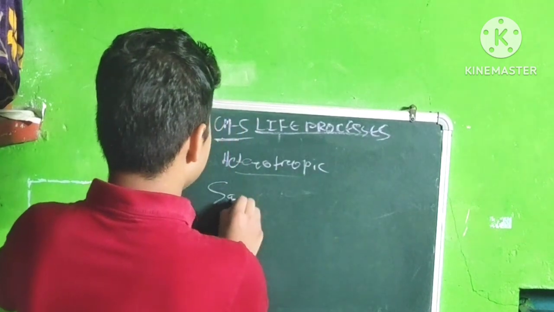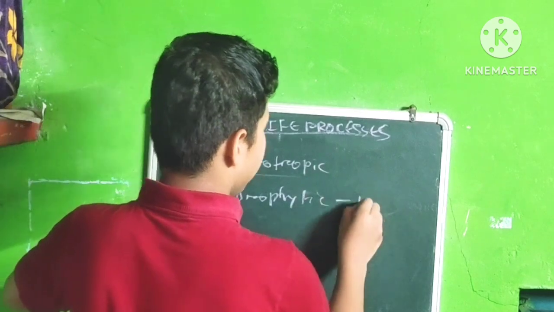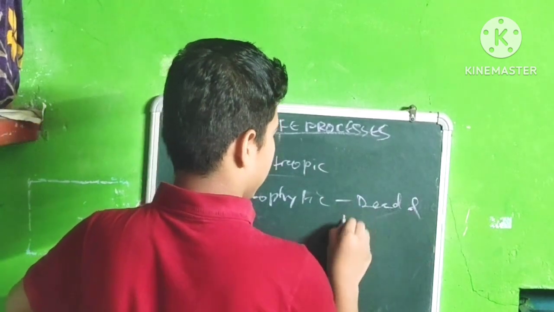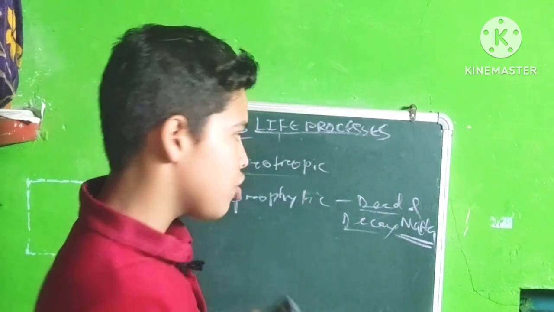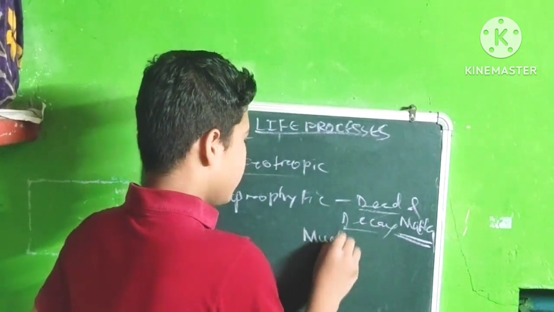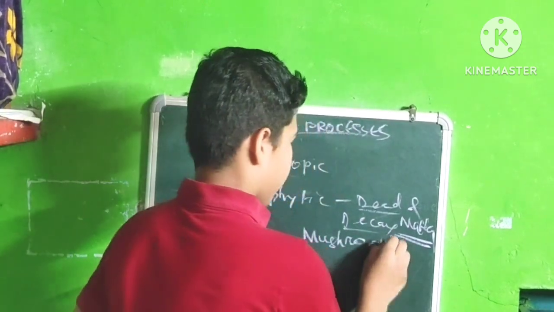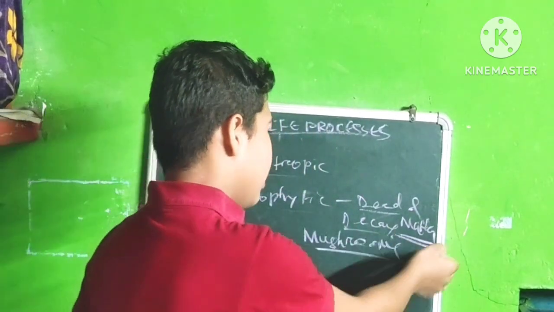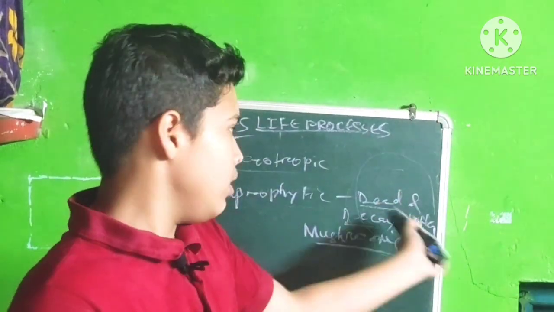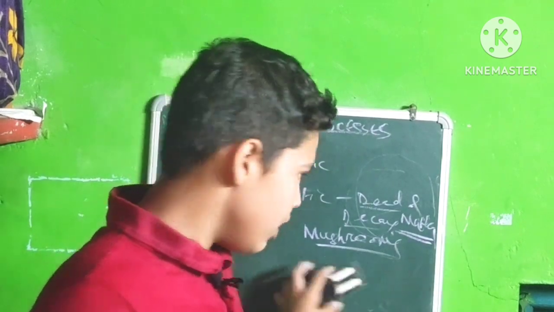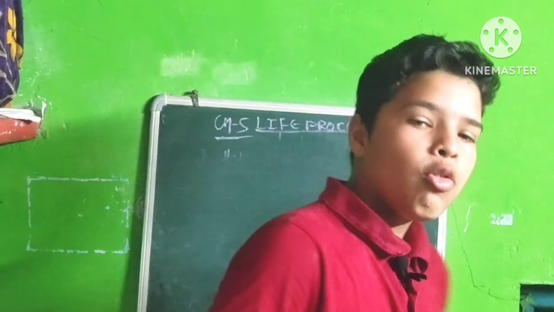Now we will deal with saprophytic. Saprophytic means an organism is dependent upon dead and decaying matter. Organisms showing saprophytic nutrition, like mushrooms, depend upon dead and decaying matter, as that is their food. The example is mushrooms. And this is the end of our topic for today's class.